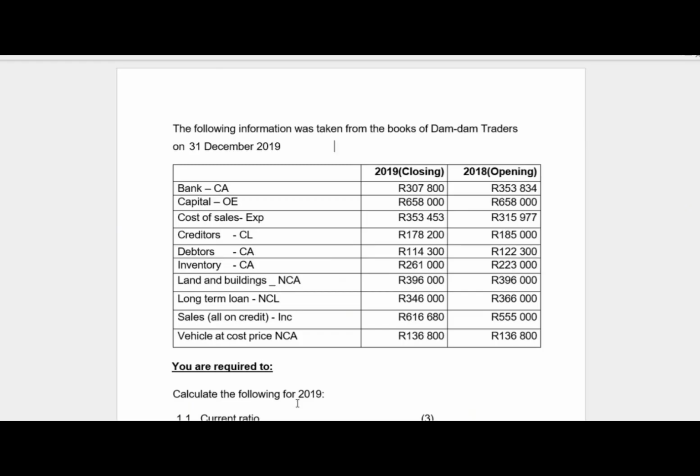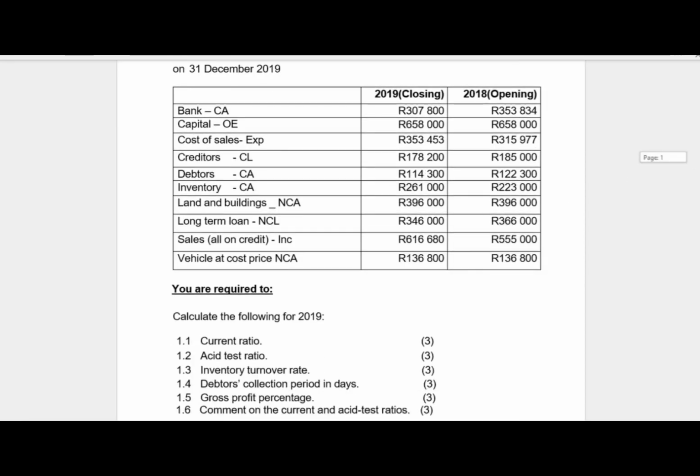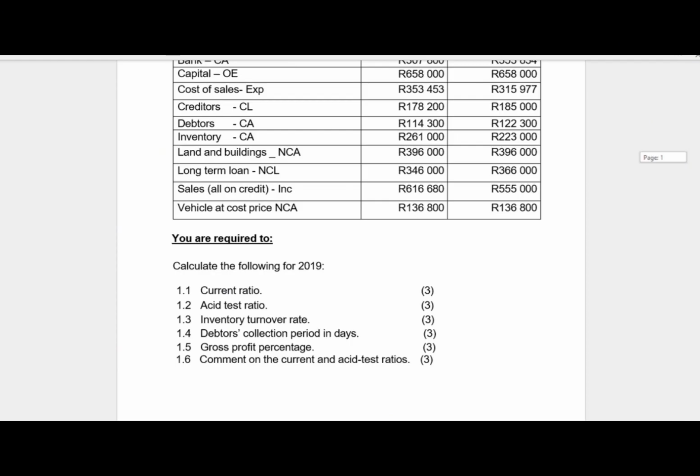Today, I'll be helping you answer some questions based on accounting ratios. This is our question, where they say the following information was taken from the books of Demdem Traders on the 31st of December 2019, and we are given all these balances. And the required part, you are going to prepare the following ratios.